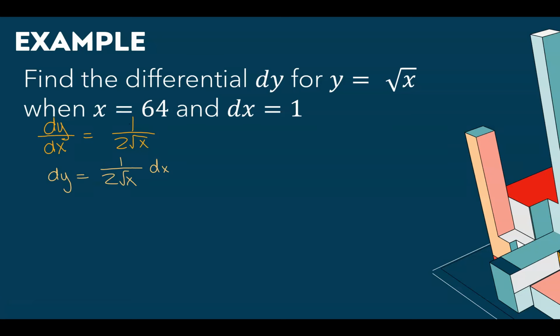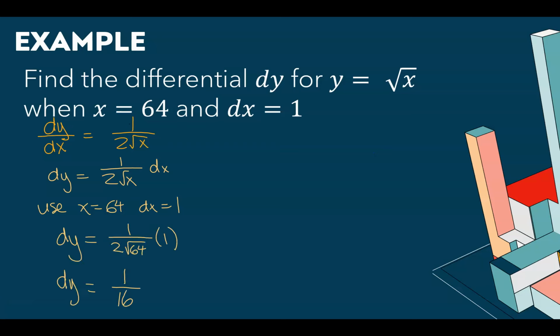Dy is 1 over 2 root x dx. Again, we take the derivative, multiply both sides by dx. And then when x equals 64 and dx equals 1. Now, you might not know what those pieces mean, but you could still guess about what to do. Where do you put the 64? Well, you put it in for x. And where do you put the dx? Or what do you do with the 1? You put it in for dx. So we get 1/16. What the heck does that mean?